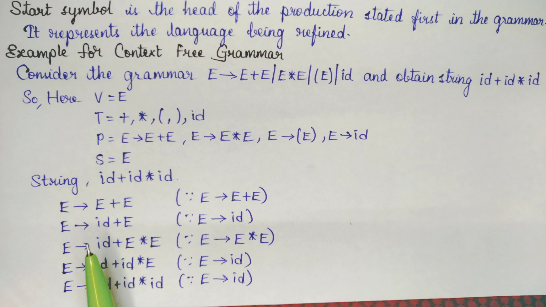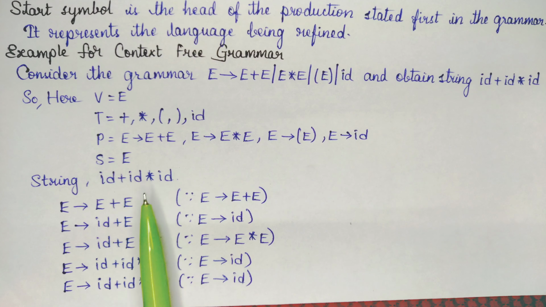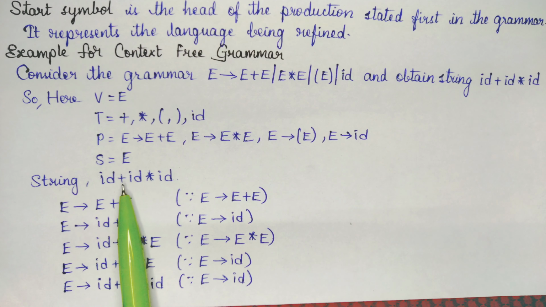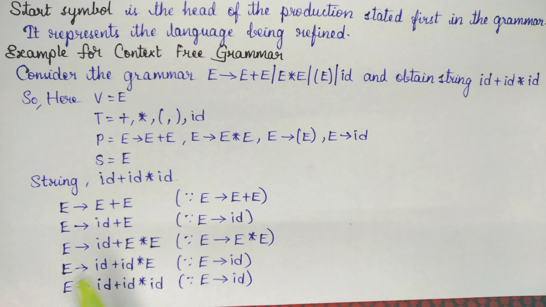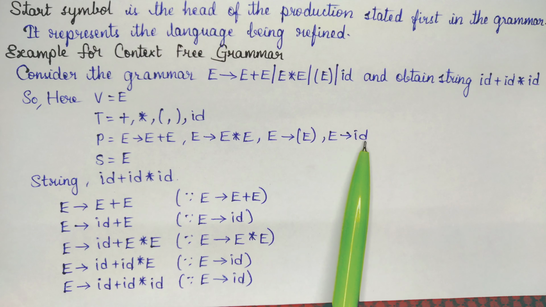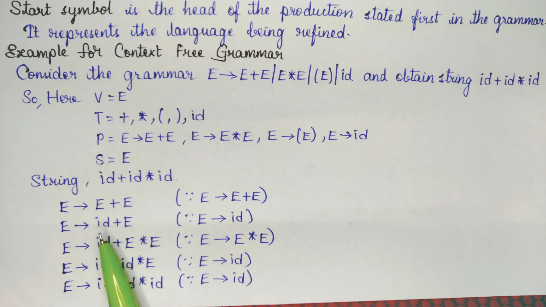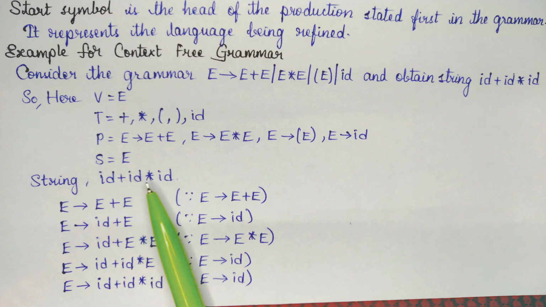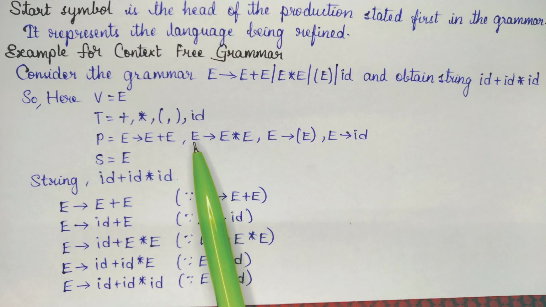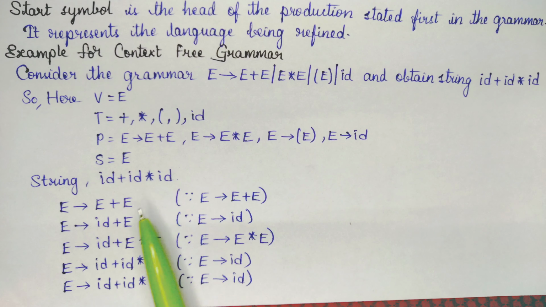To produce the string, let's consider it from left to right. First consider plus. To produce plus, first take the production E produces E plus E. We have the production E produces ID, so replace this E with ID. So we got ID and plus. The rest we have to produce is ID into ID. To produce this ID into ID, we have the production E produces E into E. Replace this E with E into E.